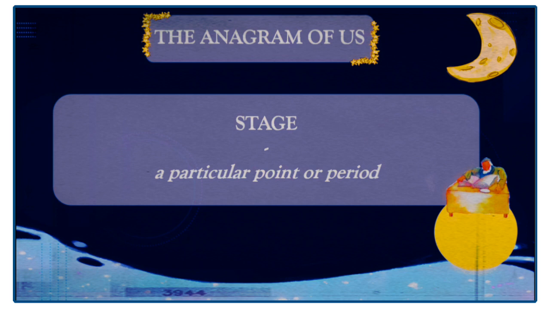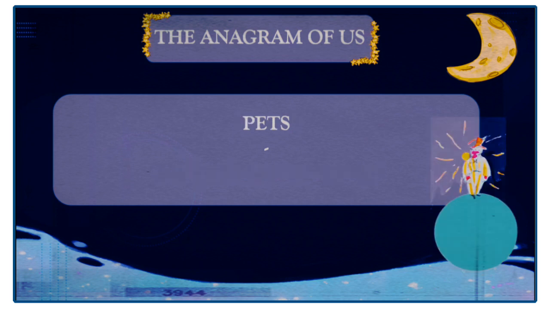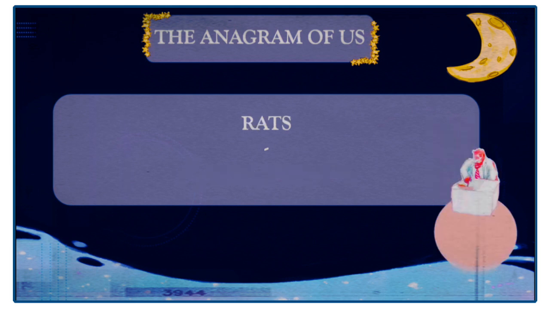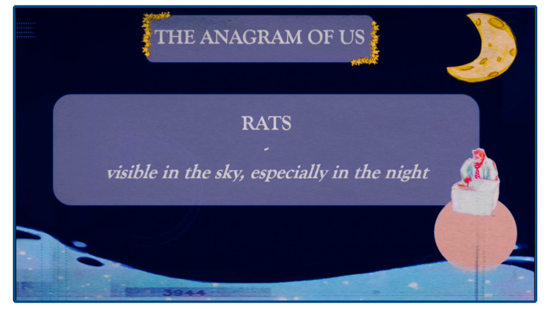And next, how about if it's pets? The one we're looking for means an action or proceeding. This one should be step. That's correct. How about this one? Rats. And the one that we're looking for implies visible in the sky, especially at night. That's none other than a star.